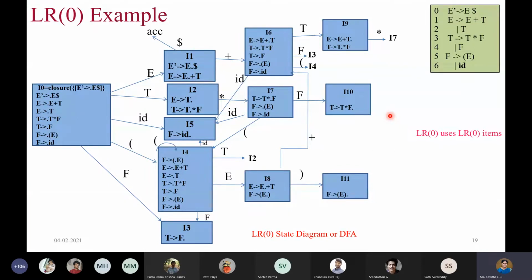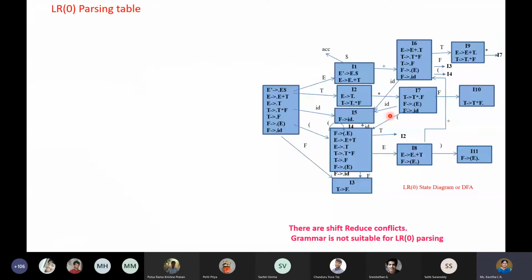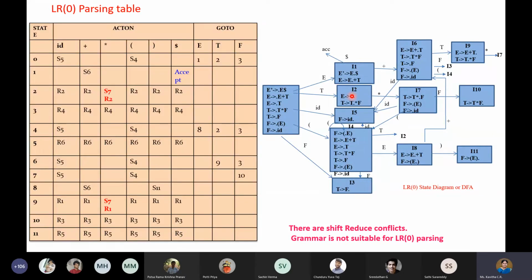So next step is the construction of the LR(0) parsing table. Anyway, this is the diagram we constructed. So this diagram only is useful now to construct the table. Okay, how do we construct? We'll see.